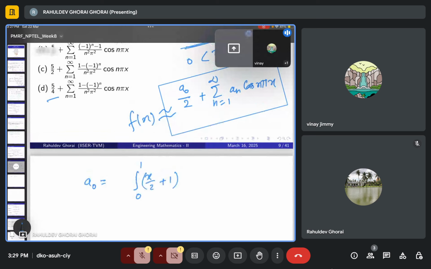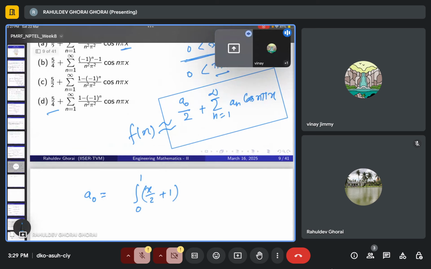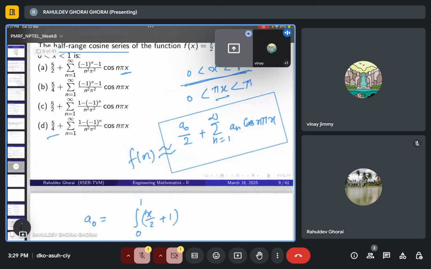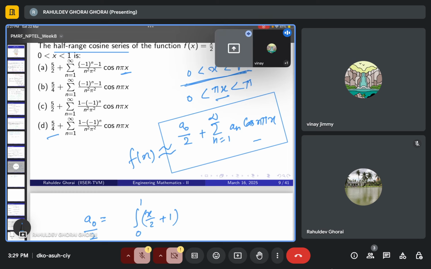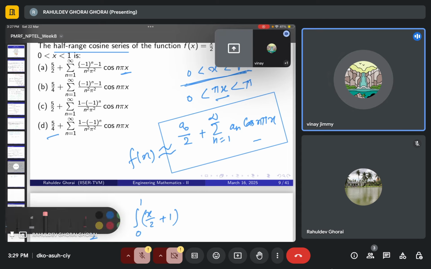But one more thing. If you multiply by cos n pi x, you have to multiply both sides by sine n pi x, right? Then this one will get cancelled and you will get a naught over 2 times that sine. A naught over 2, sir. Yeah, so this will be a naught over 2, right? Okay, then it is A option, sir.